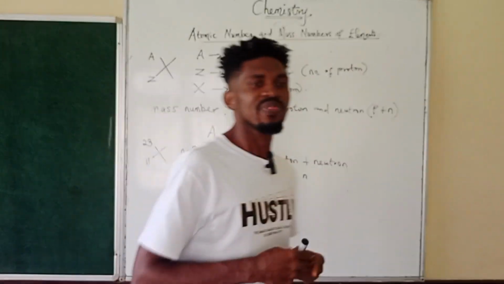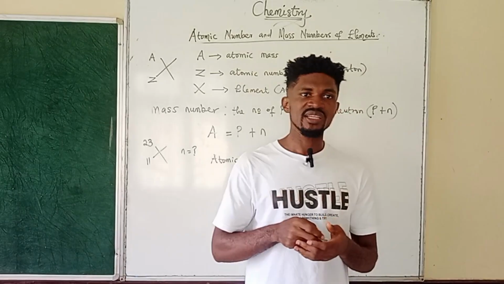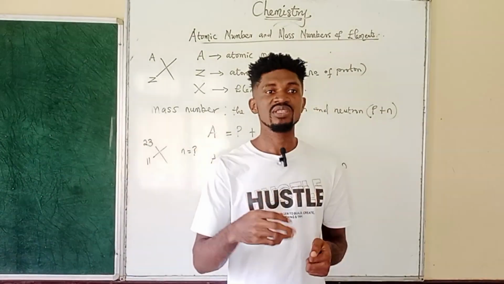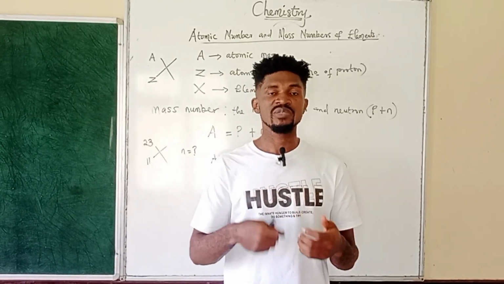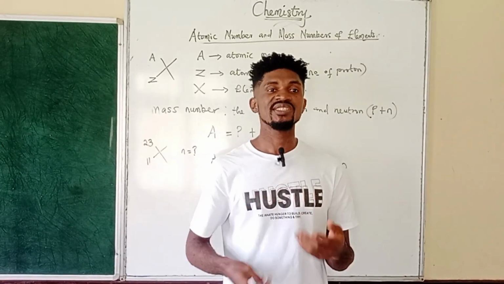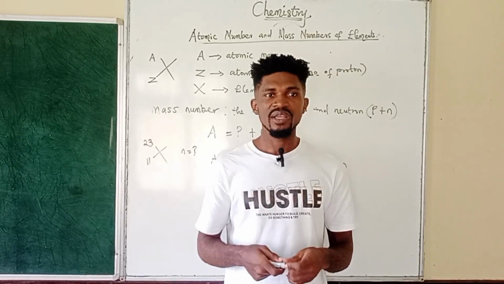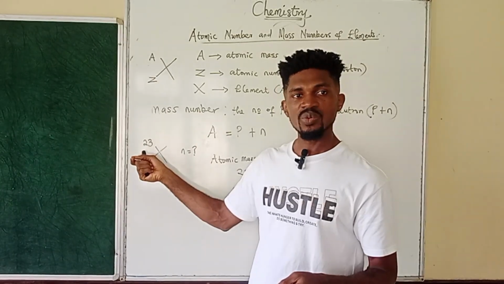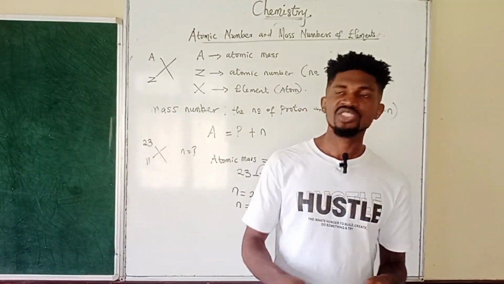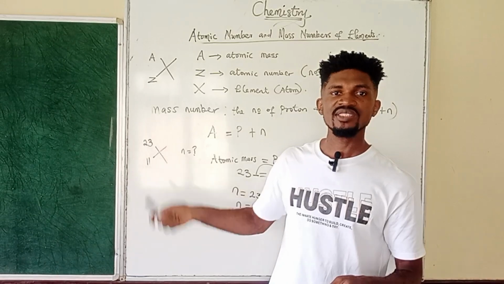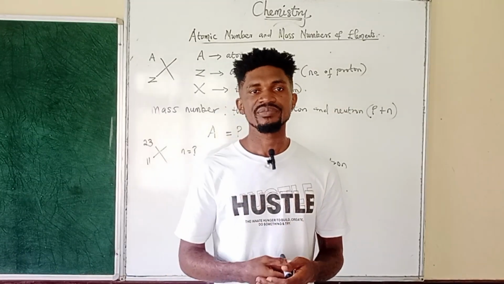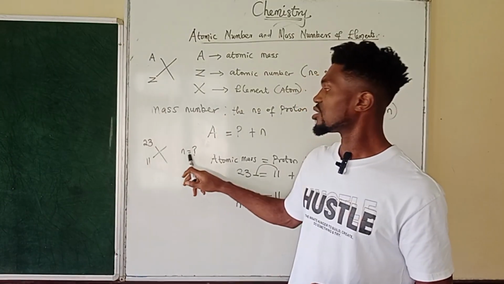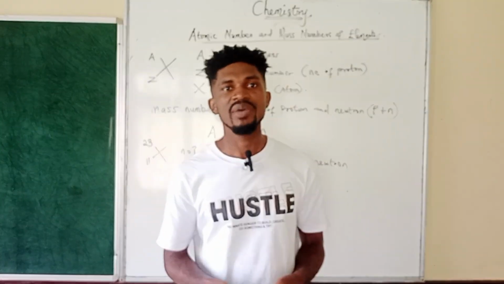In most cases, especially the first 20 elements, we have our mass number as proton multiplied by 2, which is atomic number multiplied by 2 will give you mass number. But it's not in all cases. A situation whereby the number of proton multiplied by 2 won't give you the mass number, we will say that such elements has undergone what we call isotopy. And isotopy simply means the change in the number of neutrons of that element.